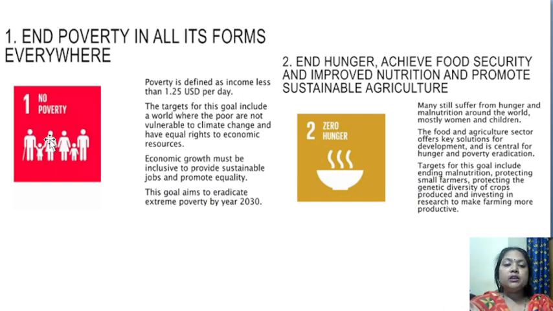Okay, then goal number 2: end hunger, achieve food security and improved nutrition, and promote sustainable agriculture. Many still suffer from hunger and malnutrition around the world, mostly women and children. And the food and agriculture sector offers key solutions for development and is central to hunger and poverty eradication, isn't it?